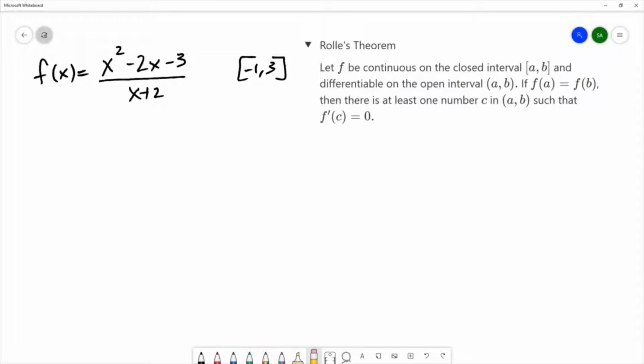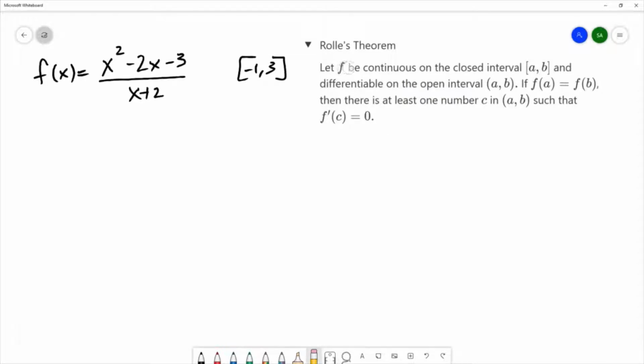I have the statement of Rolle's theorem here. Rolle's theorem says, let f be a continuous function on the closed interval AB and differentiable on the open interval AB. If f of A is equal to f of B, there is at least one number C in AB such that f prime at C equals 0. So let's see if the conditions of the theorem are met first.